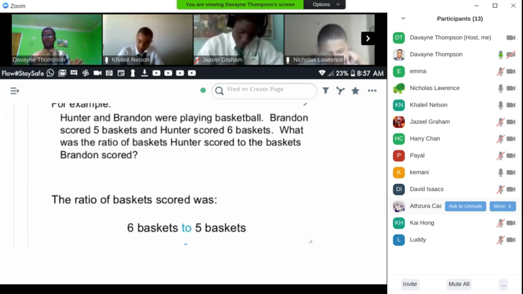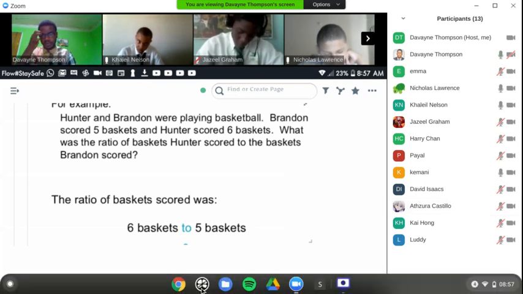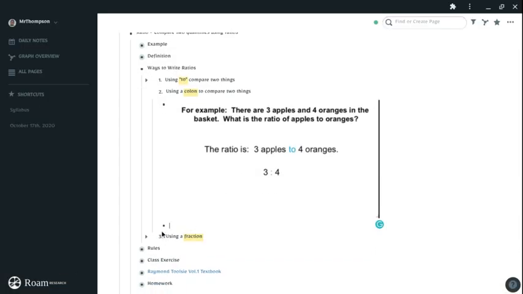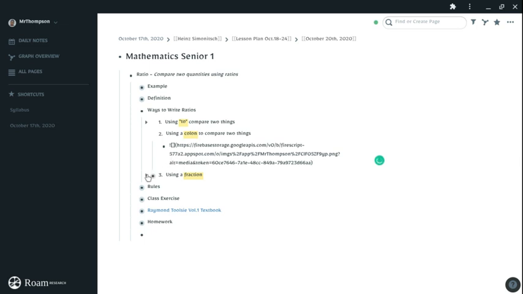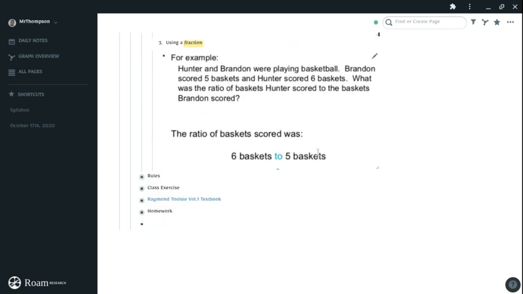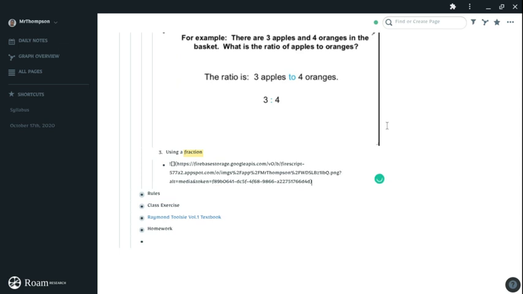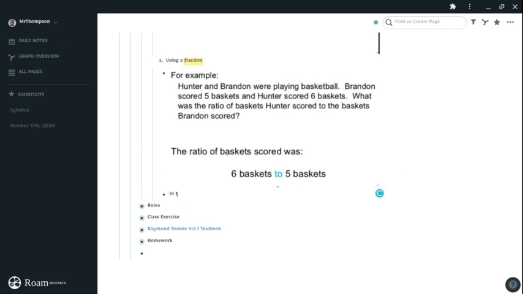And let me break down this question. So let me type for you below it. So in this question, you're given two persons. What were the names of the two persons playing basketball? Hunter and Brandon. Right. So in this question, we're given two persons. You're going to write this based on the person.